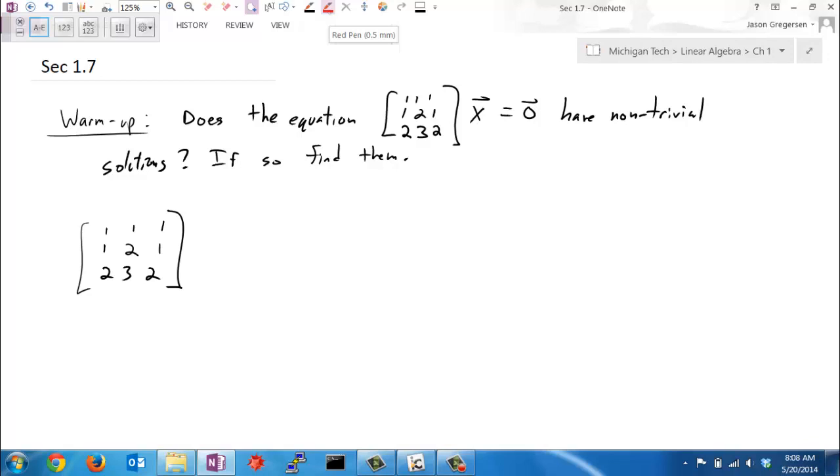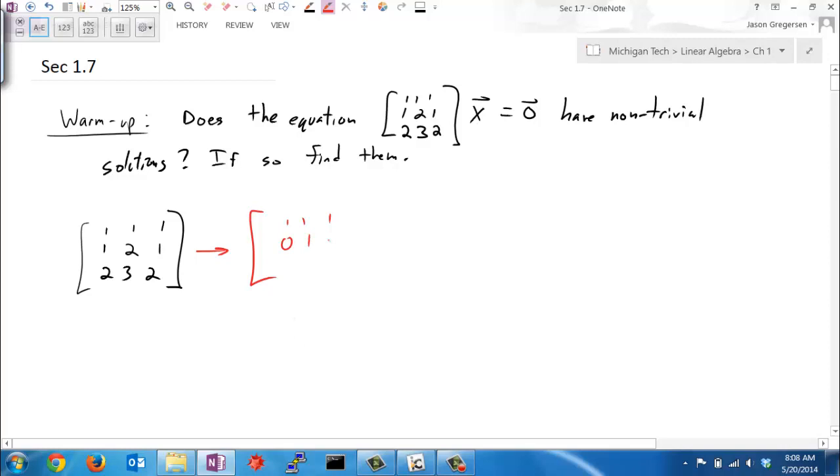Pretty much the only thing we know how to do, right? We're going to row reduce. So I'm going to take this thing and row reduce. I'll leave the first row the same. I'll take the second row minus the first row: 0, 1, 0. I'll take the third row minus 2 times the first row. I'll get 0, 1, 0.